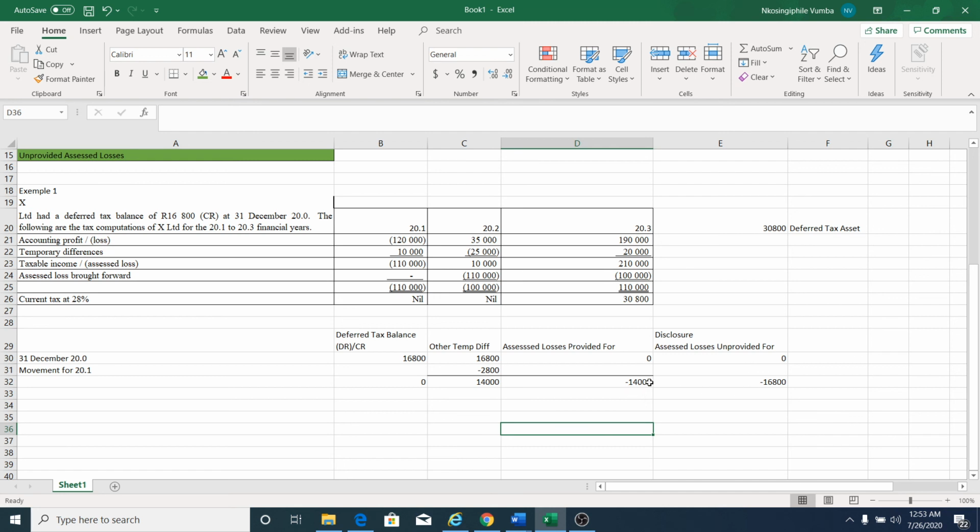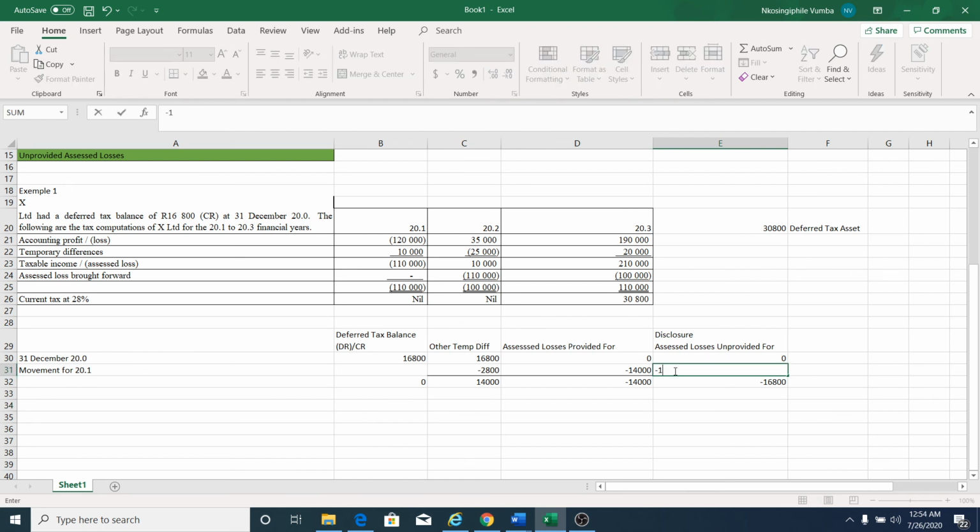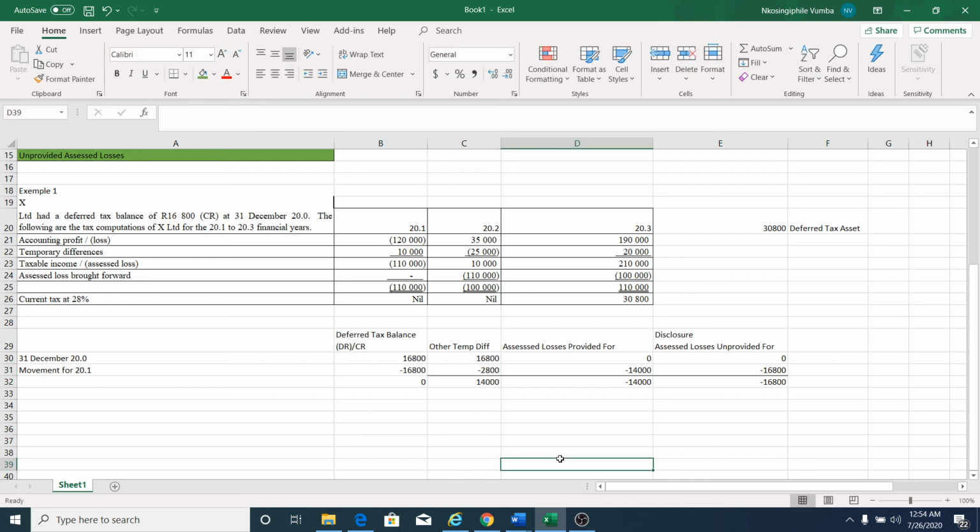And to get to minus 14 here, it means we also had minus 14 in here, and to get minus 3, it means we also had minus 16.8 in here. So obviously this and this are 0, which means this and this should give you 0. Then we have minus 16.8 in here, and if you check this against this, it should give you minus 16.8.